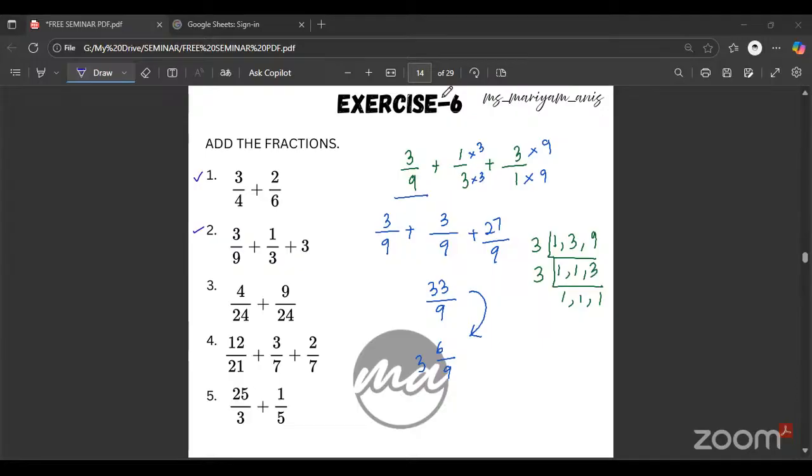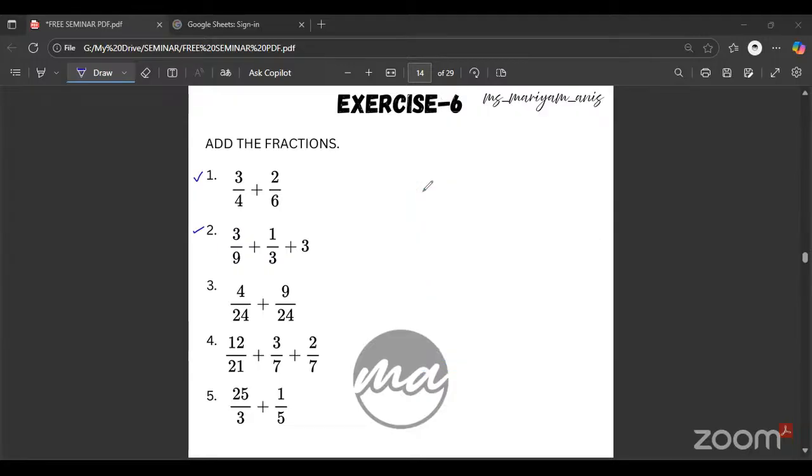Okay, time is up. Let's discuss the first one. Our LCM for 4 and 6 is going to be 12. So 3 over 4 plus 2 over 6. We multiply this by 3, which will be 9 over 12. And we multiply this by 2, which will be 4 over 12. When you add them, it will be 13 over 12, which will be 1 and 1 over 12.